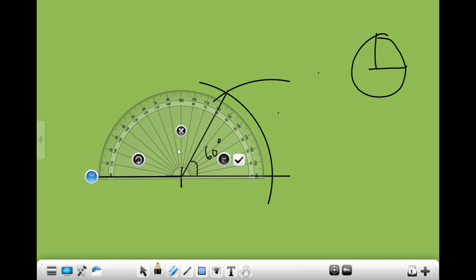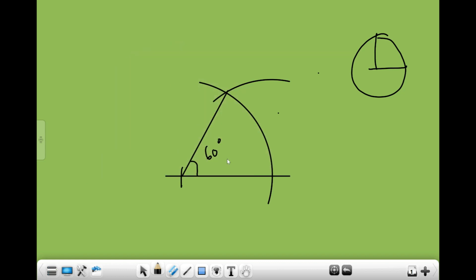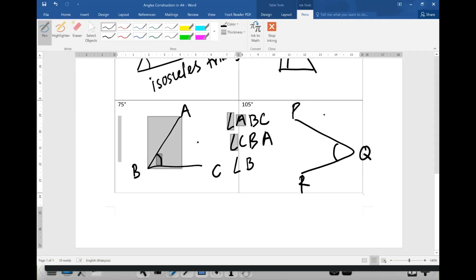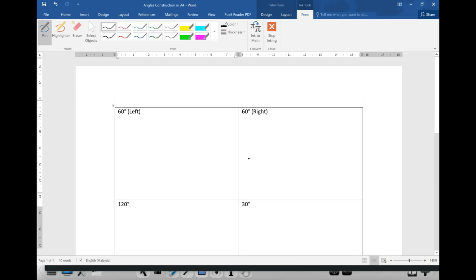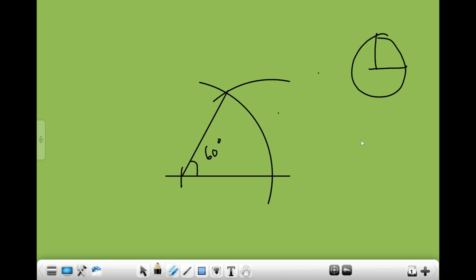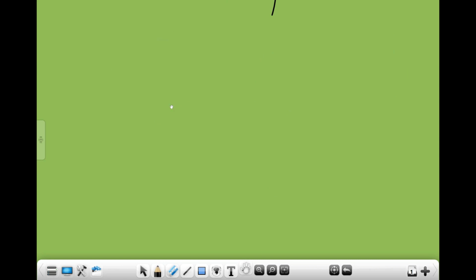So can everybody do it together with me? I'm going to ask you to do it on the piece of paper that you used just now. So we are going to start the construction of 60 degree on the right. Let's do it together. Are you ready? Okay, very good. So first step, do you remember what the first step is? Draw a line. Just draw a straight line. Everybody do that.